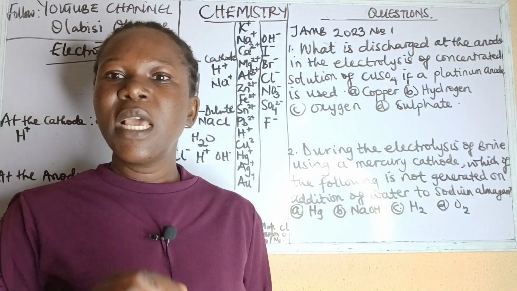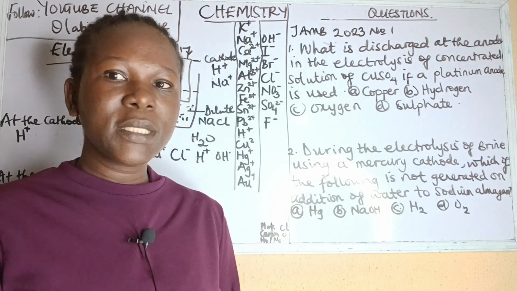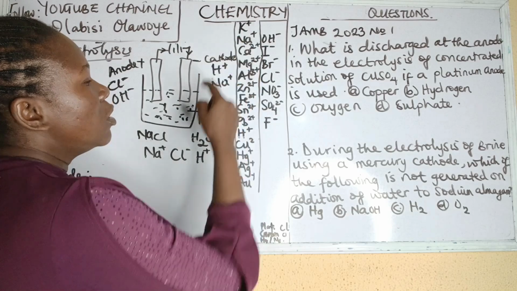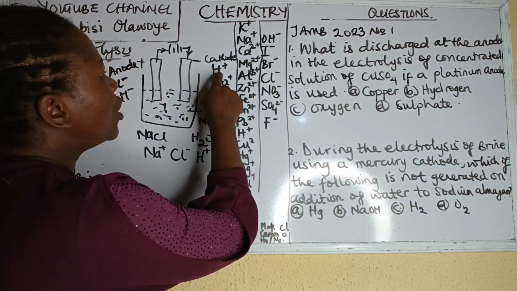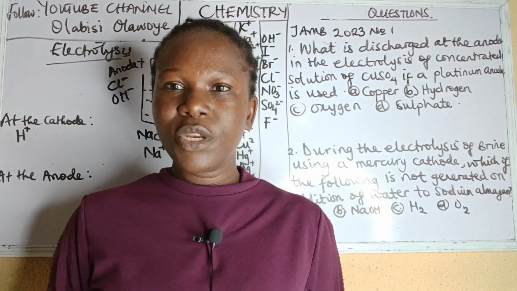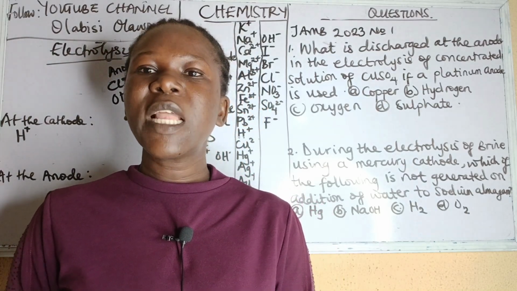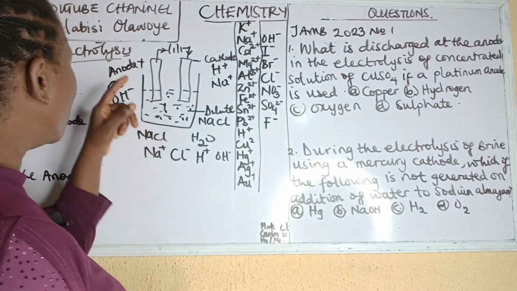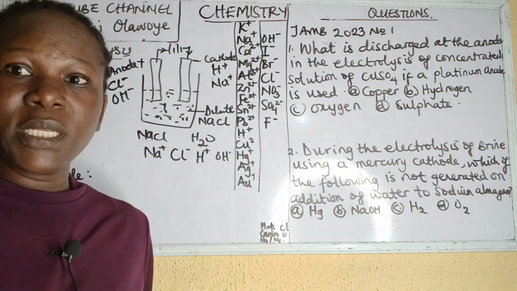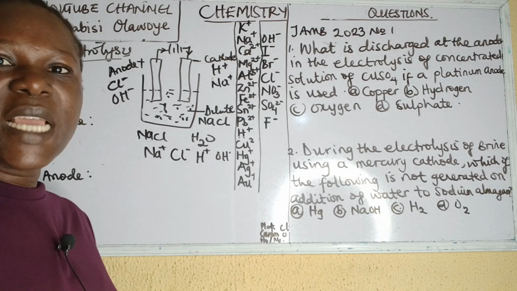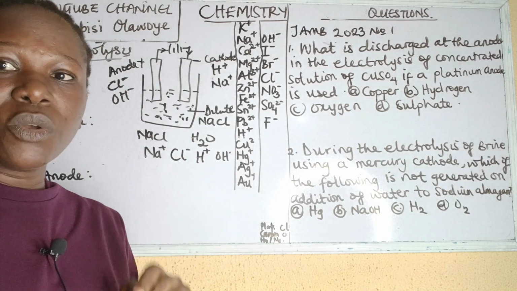So the rule says any ion that is lower in the series will be discharged in preference to the other one. So here now, hydrogen ion will be discharged at the cathode. And at the cathode, reduction always takes place. Reduction in terms of electron transfer is a gain of electron, while at the anode, oxidation usually takes place, and that is loss of electron. So since hydrogen ion is discharged at the cathode, hydrogen ion is going to gain electron.